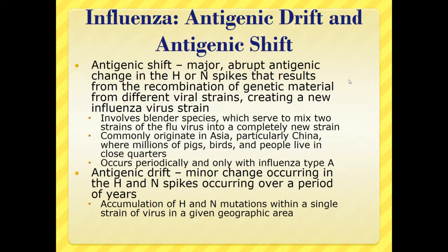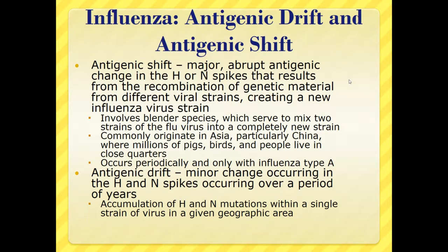And this is what involves what we call blender species. And these are animals, typically. So what would happen is we have a pig or a bird, and this particular animal gets infected with 2 different strains of the flu. And now you've got all of this genetic information that's there, and it kind of mixes around. And that's why we call them a blender species, because this genetic material mixes around and then can spit out something completely different that we haven't seen before.